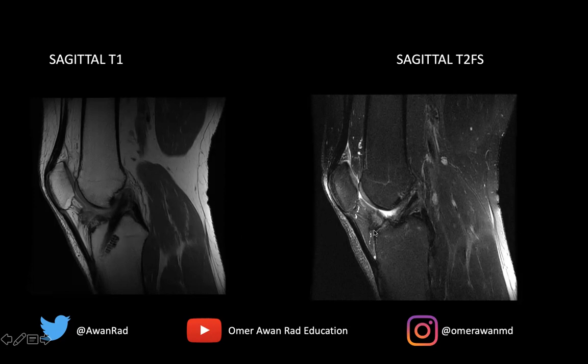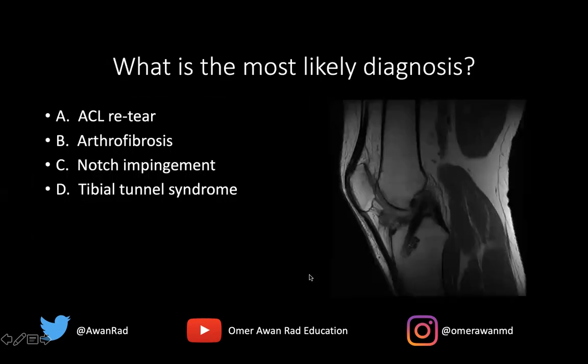And the location is also very telling. It's anterior to the ACL graft. So the findings here would be most consistent with arthrofibrosis or a cyclops lesion. This is not an ACL re-tear.